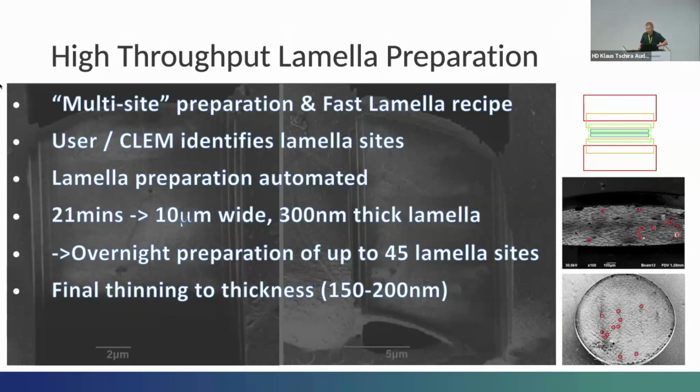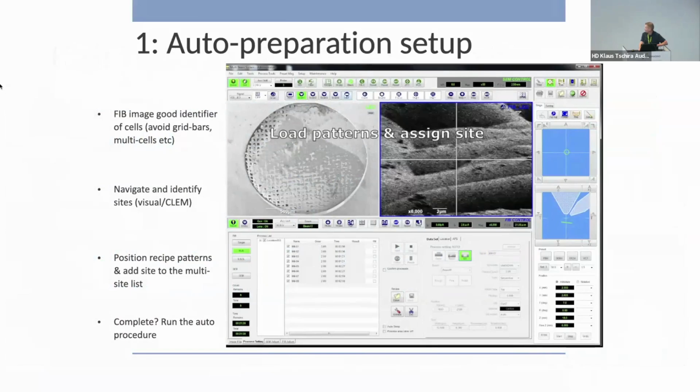We can incorporate correlative techniques to identify sites of interest for cutting, and it takes about 21 minutes to produce a 10 micrometer wide lamella of approximately 300 nanometers thick, although that can be taken down as low as 200 nanometers if you wish, which allows overnight production of about 45 lamella. Just to show you the process, this is slightly speeded up.